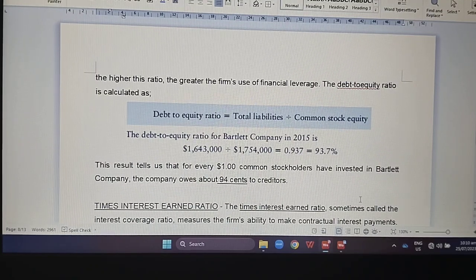This result tells us that for every $1 common stockholders have invested, the company owes about 94 cents to creditor. O di ba, ang laki? Ang laki ng ating pinagkakautangan. 94%, no? To the creditor. So, 7 cents lang ang sa atin.